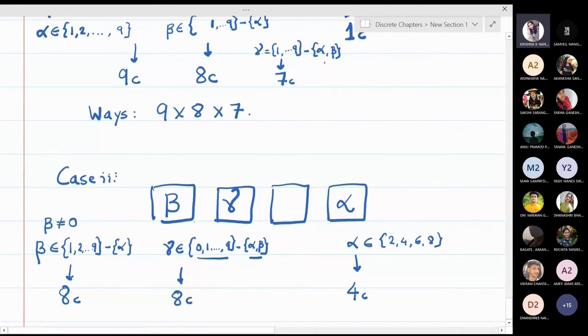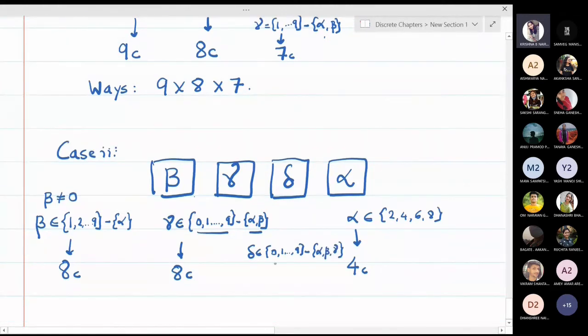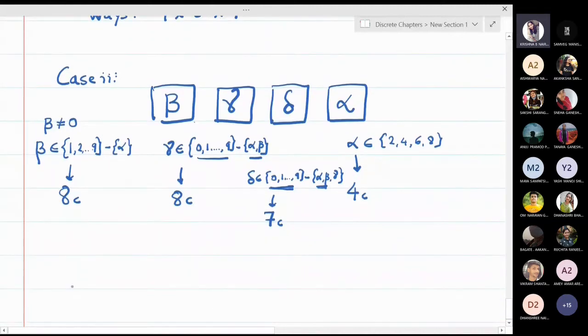The last number, the third number, I'm going to call delta. This delta can be a number from 0 to 9 because delta can be zero, but I don't want alpha, beta and gamma, all three, to occur in this place. So I'm going to remove alpha, beta and gamma. So the total number of choices is how much? These are 10 numbers and these are 3 numbers, so the total number of choices will be 7. So in case 2, the number of ways to do this selection of a number is nothing but 8 into 8 into 7 into 4.